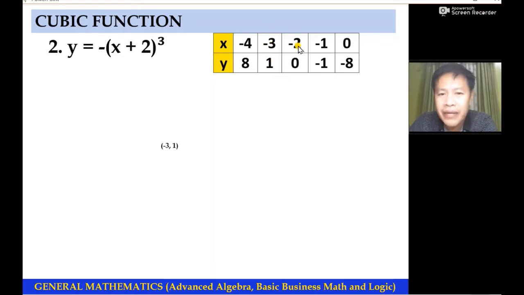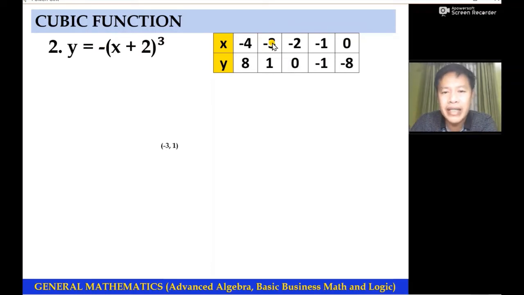Do not start here because if you are familiar with the point of symmetry form of the cubic function, even though you will not substitute negative 2 in here, that is understood to be 0. But we are going to try. Negative 2 plus 2 is 0. 0 raised to 3 is 0. 0 times negative 1 is 0.